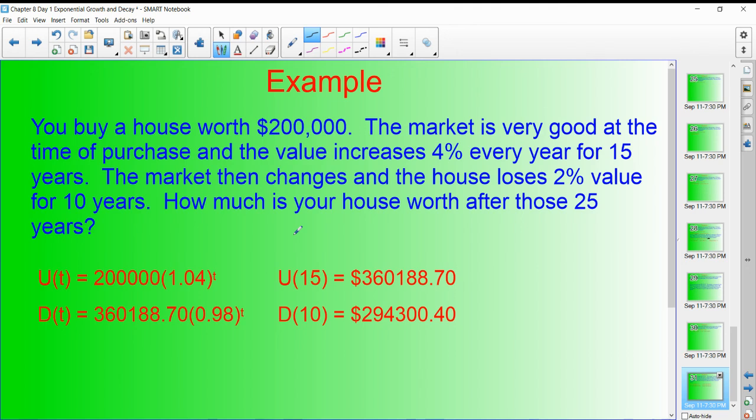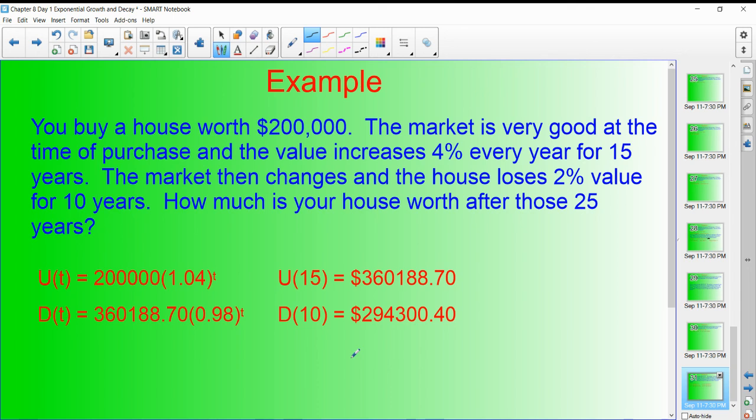Same thing for this one, but this one has two parts. It's got an increase section. Then you can take that number, and after 15 years, what your house is worth. Then you can start new and say, after that, it loses 2%, so it goes to 98% for 10 years. So this one you got to break apart into two. So this was the challenge problem. If you got this, great job. If you got all the rest, that's awesome.